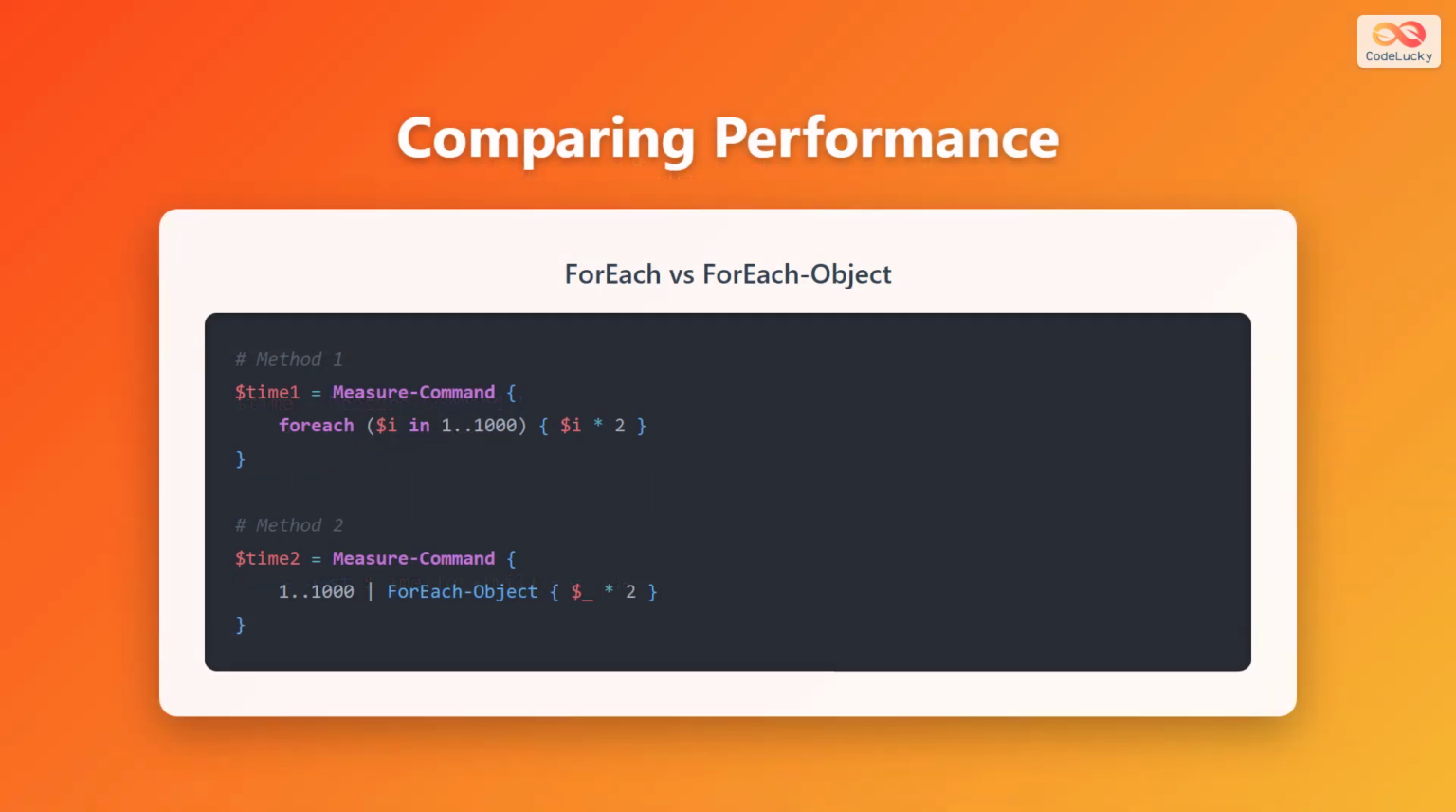One of the most powerful uses of Measure-Command is comparing different approaches to solve the same problem. In this example, we're comparing 2 methods of iterating through numbers. Method 1 uses a traditional foreach loop to multiply numbers by 2. Method 2 uses the pipeline with ForEach-Object to perform the same operation. By storing each measurement in separate variables, you can compare which method performs better. This type of comparison helps you make data-driven decisions about which coding patterns to use.